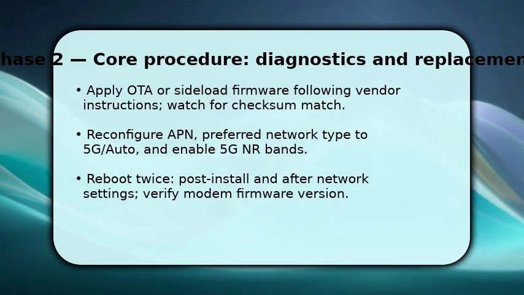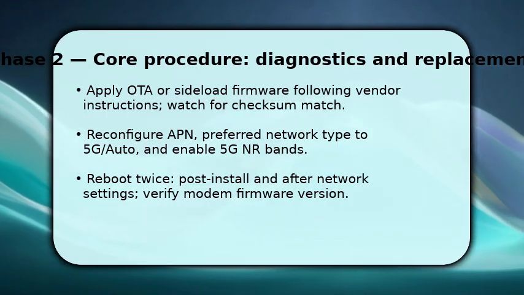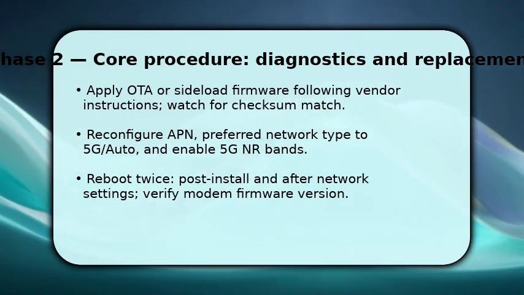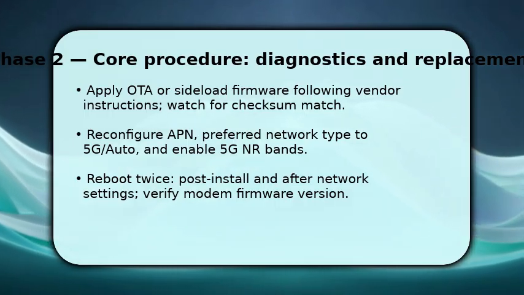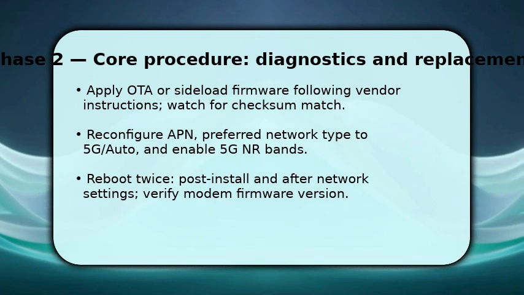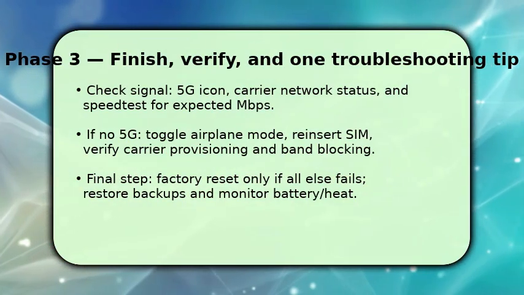Re-enter APN values if they cleared and reboot the device twice, once after install. Once after applying network settings, to let the modem and radio layers negotiate with the tower properly. You finish by validating a 5G connection.